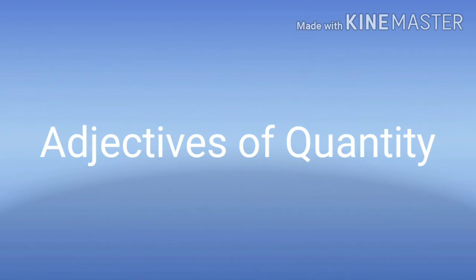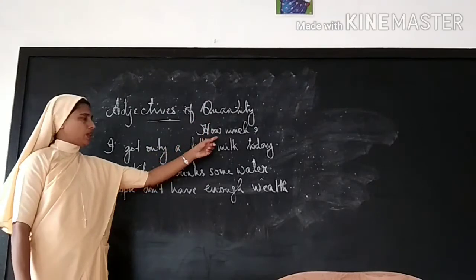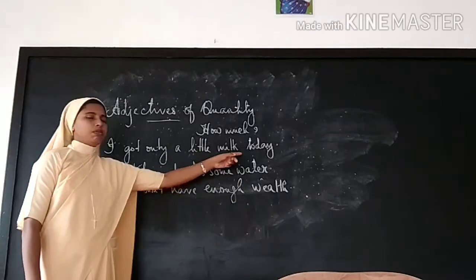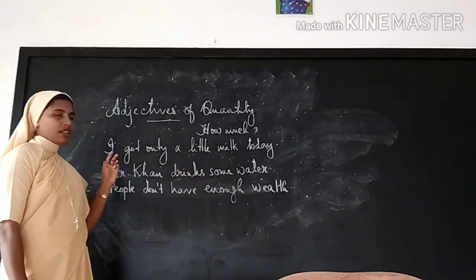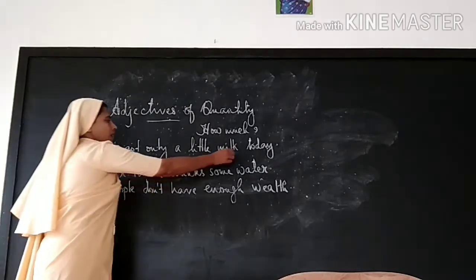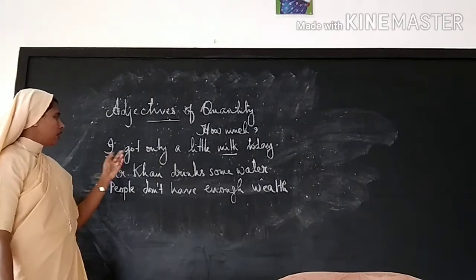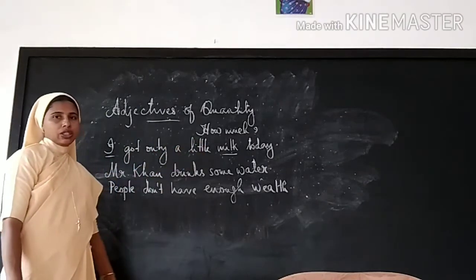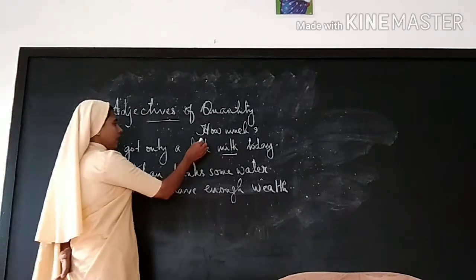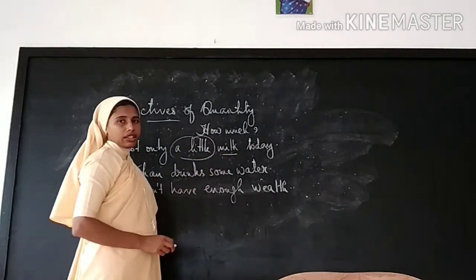The next type is adjectives of quantity. Adjectives of quantity answer the question, how much? Example, I bought only a little milk today. Which are the nouns or pronouns used here? I and milk. I bought only a little milk. What is the word used to describe any of these nouns? A little. A little will tell you more about the noun milk.